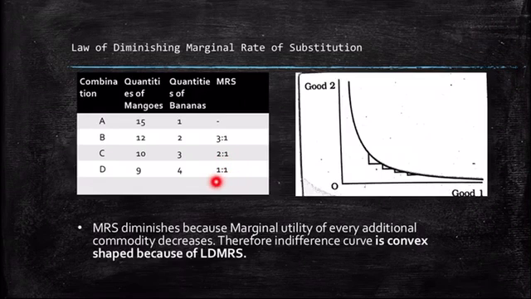But in the last combination, he was ready to sacrifice only 1 unit of mango to get 1 unit of banana. So you can see that the MRS is decreasing. What is the reason? Because the additional utility, that is marginal utility of that additional bananas, started to decline. As a result of that, the marginal rate of substitution started to decline.